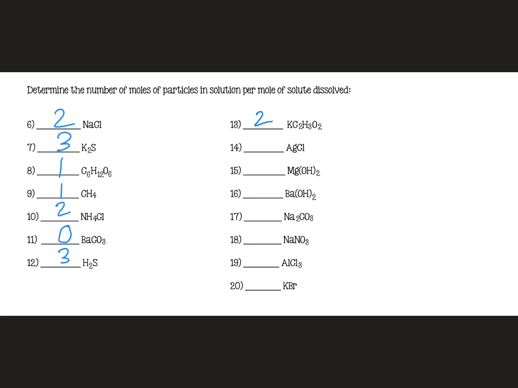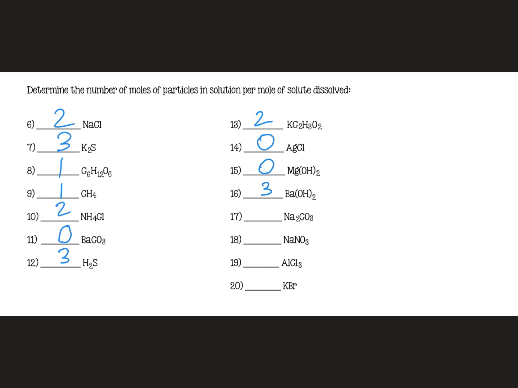AgCl is also an ionic compound. However, AgCl is insoluble, so it's actually going to have 0 particles. It's not going to dissolve. Mg(OH)2, or magnesium hydroxide, is also insoluble in water. Therefore, it will not dissolve. Ba(OH)2 has 1 barium and 2 hydroxide ions, which are polyatomic ions, and so it has a total of 3 particles that it's going to break into.